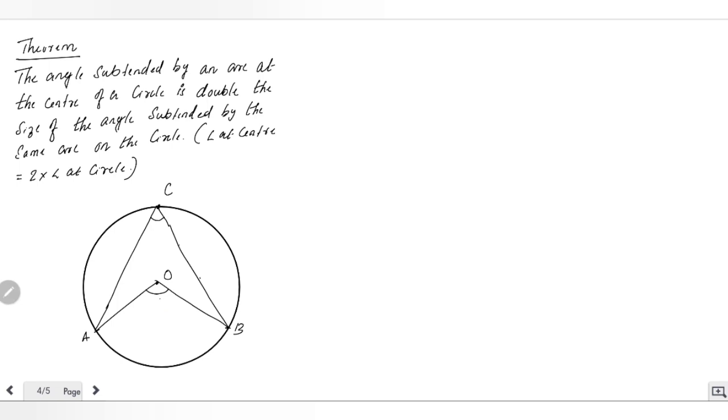So how do you prove that? If this one is x, then this is going to be 2x. Is it clear now? So that's how you have to prove. It's a very important one. Here a construction is needed.